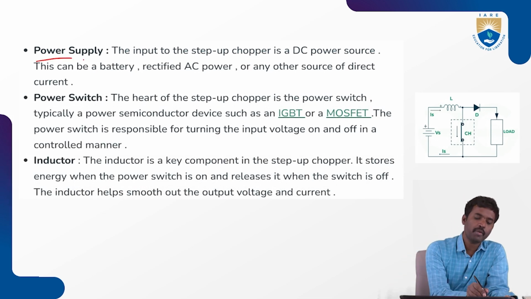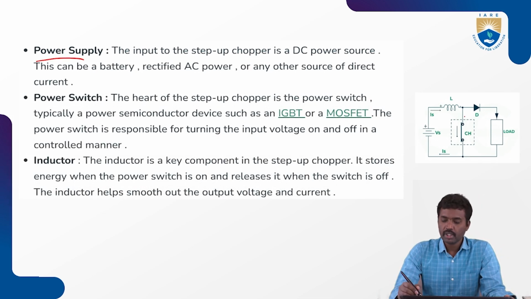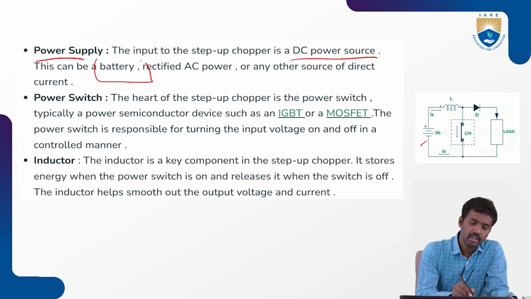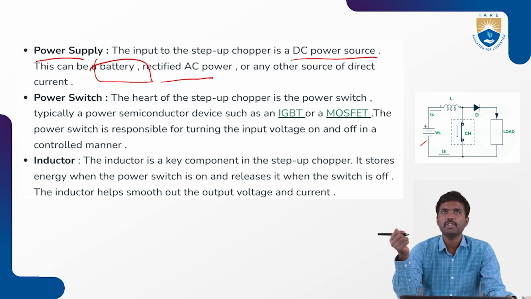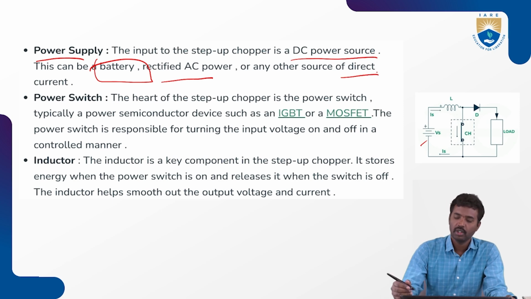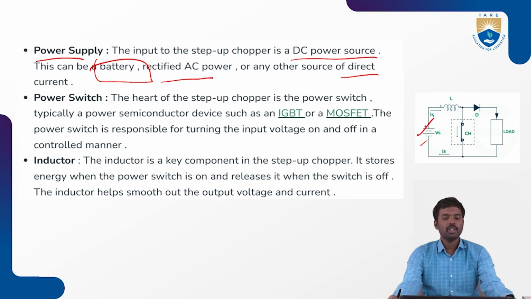The first component is the power supply. The input to the step-up chopper is a DC power source, and this may be a battery, rectified AC power, where a rectifier converts AC to DC, and that DC output power is given to the step-up chopper, or any other DC source. So it is clear. And what about the switch?